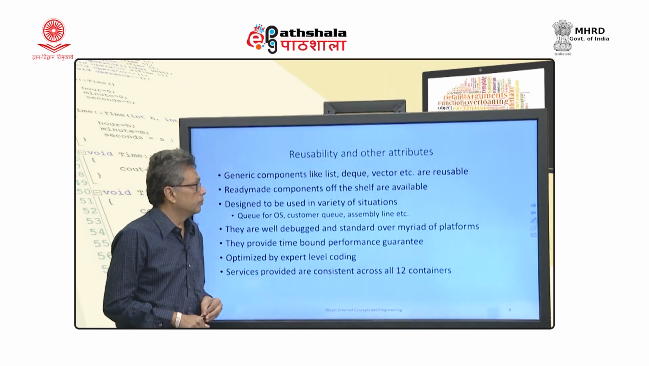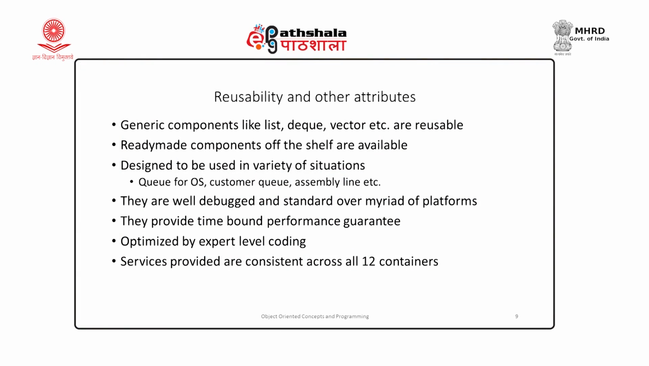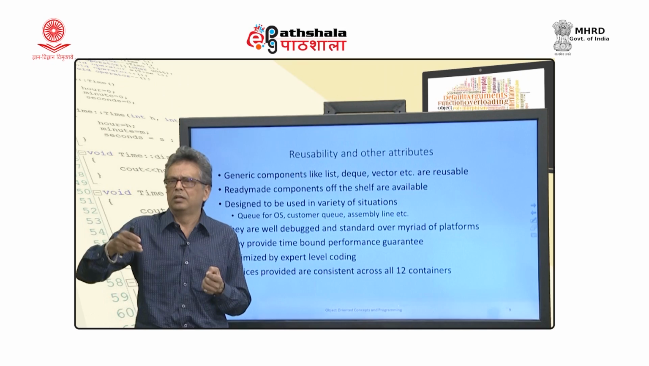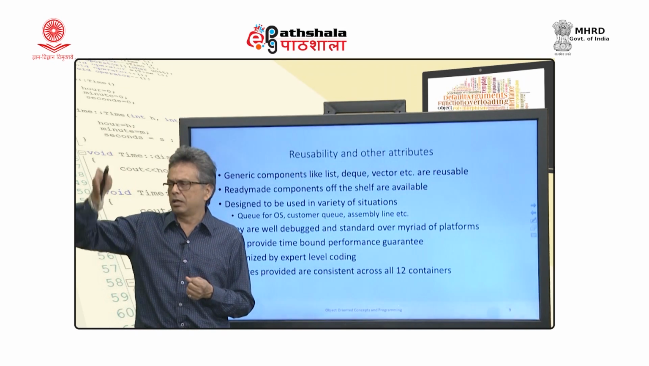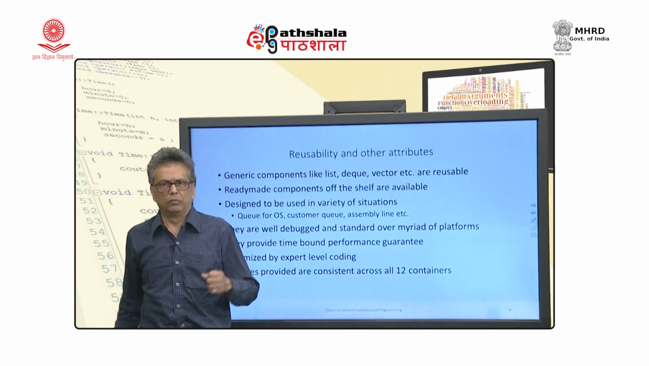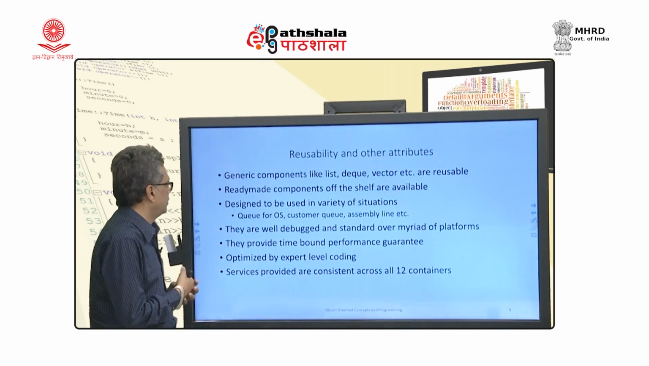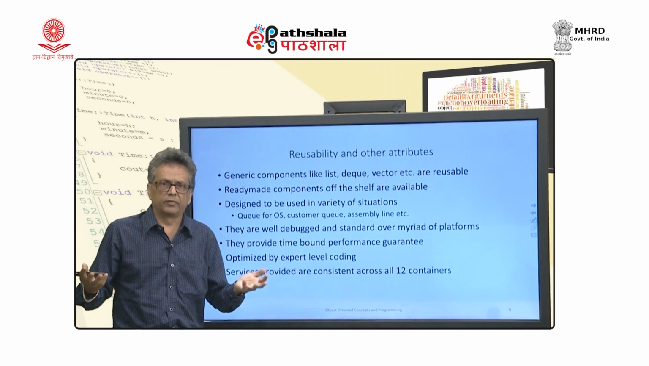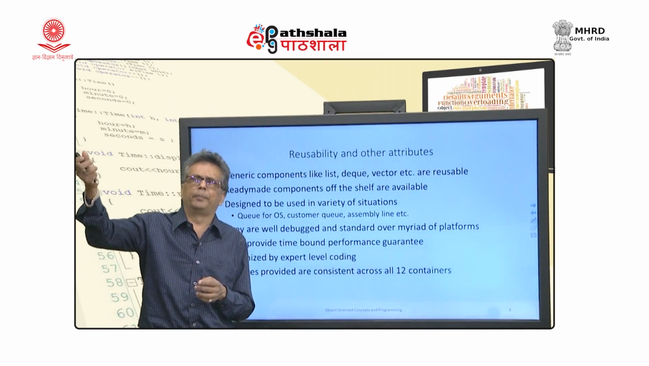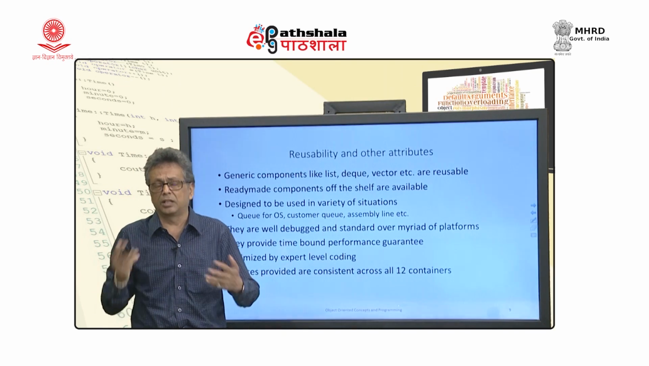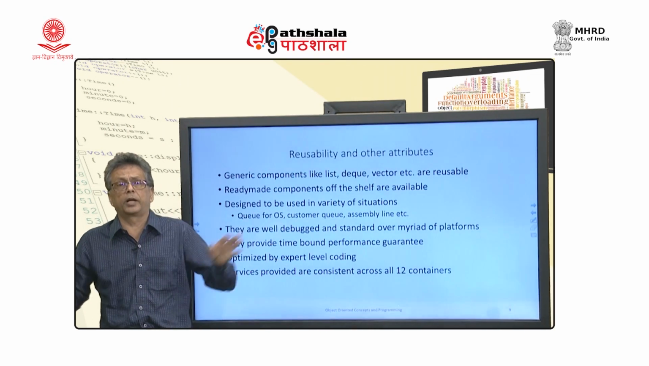Reusability and other attributes. The biggest advantage of these algorithms and components is reusability. I can use sort with integers and any other object which is stored either in a vector or deque or whatever, which provides me random access iterators. So, it is very generic, very reusable, ready-made components off the shelf. I do not need to define them, I just take them from the STL library and use them, and the standard is available across all platforms.